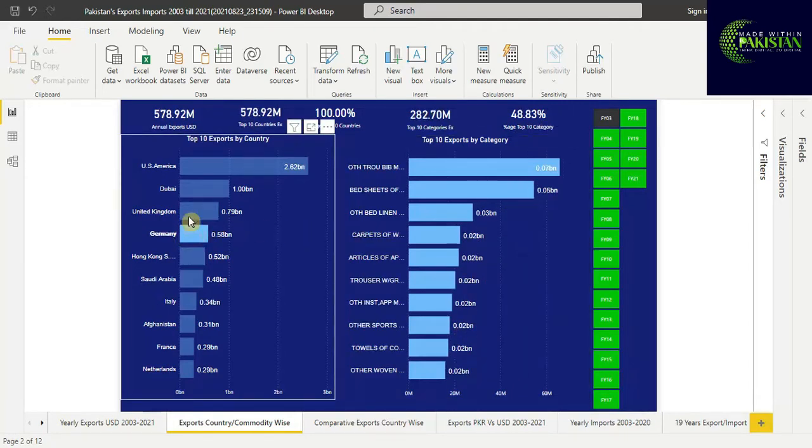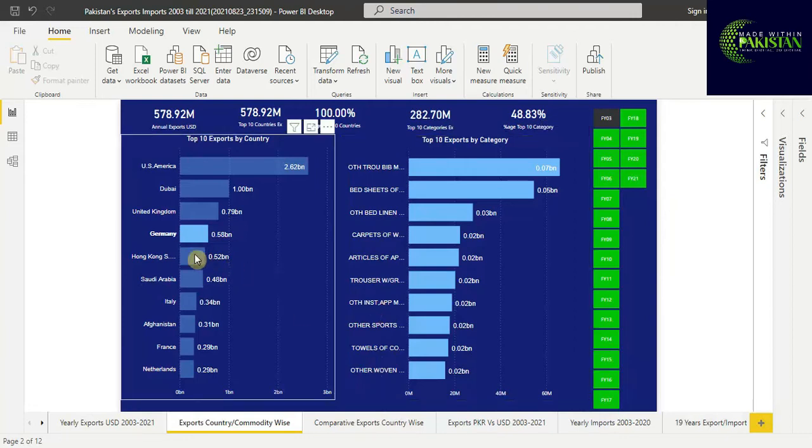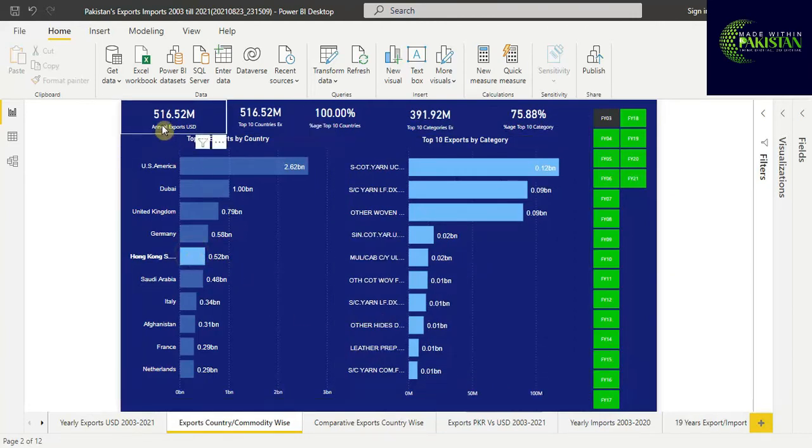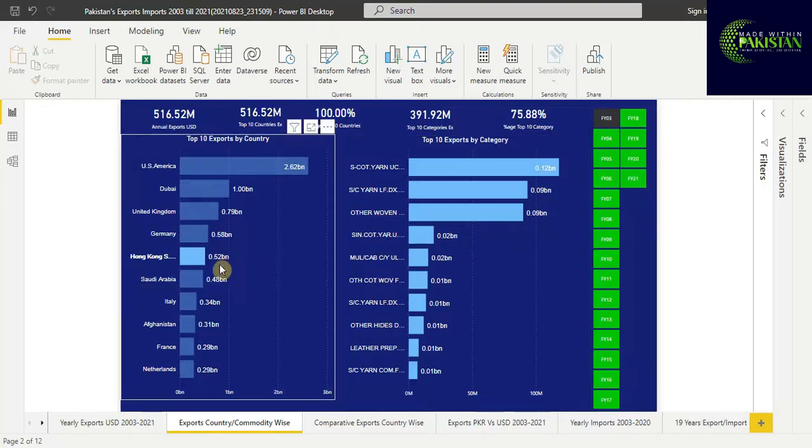Germany, total exports were 578.92 million. Top 10 commodities contributed 282.70. Percentage is 48.83%, and the products are mostly textile. Hong Kong, total exports 516.52 million. Top 10 commodities contributed 391.92. Percentage is 75.88%, and again the majority are textile related products.